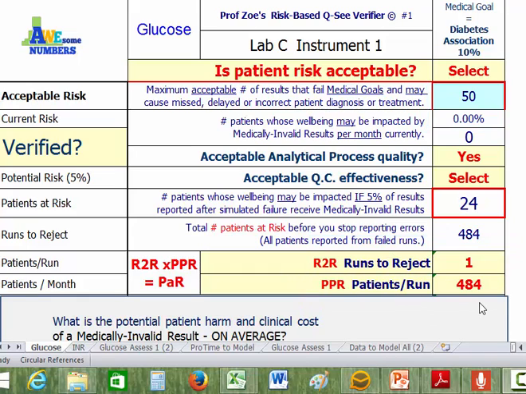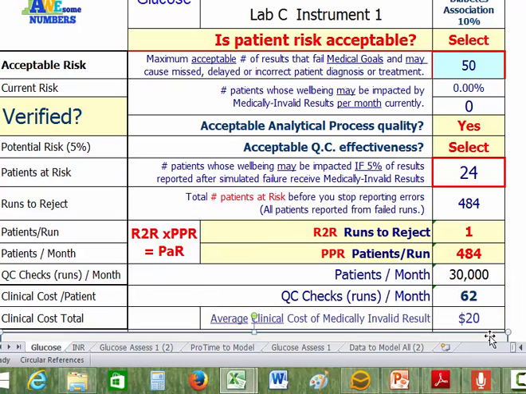We're going to see how. In this instance, there was only 1 run to reject and 484 patients per QC run in between each QC sample. That is based on a patient volume per month of 30,000, so this is a high volume lab. We're doing 1,000 patients a day. They're running their QC essentially twice a day, 62 times in the month.